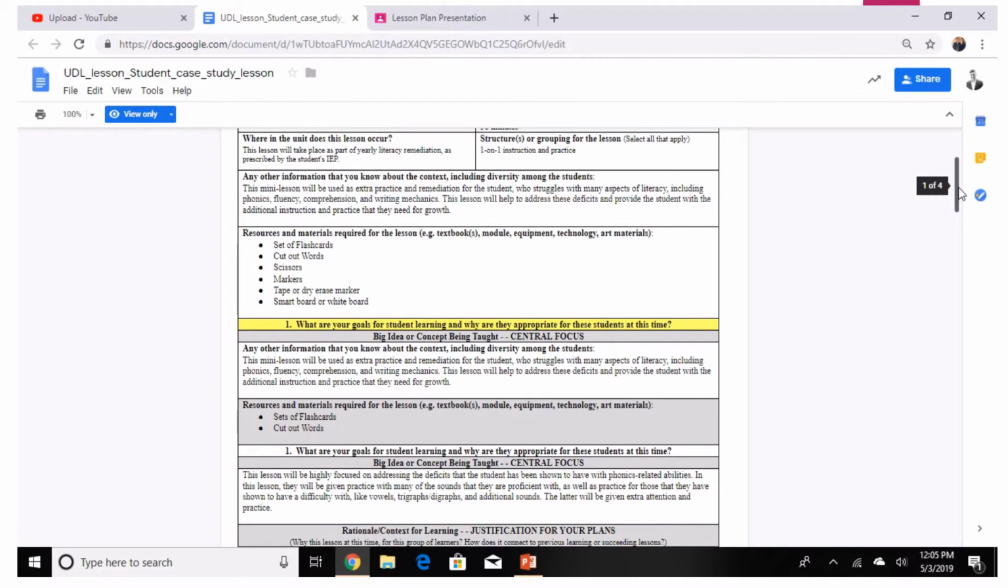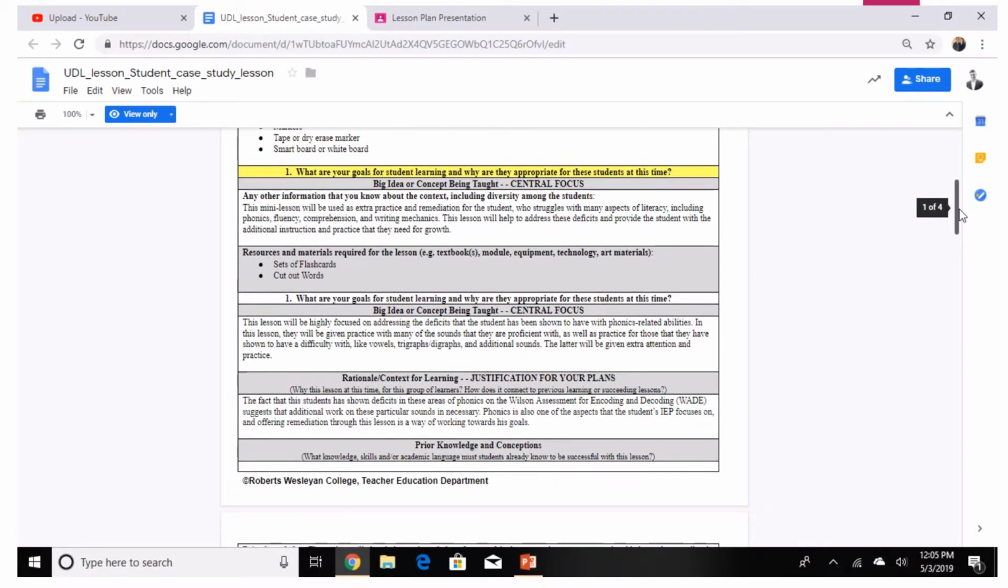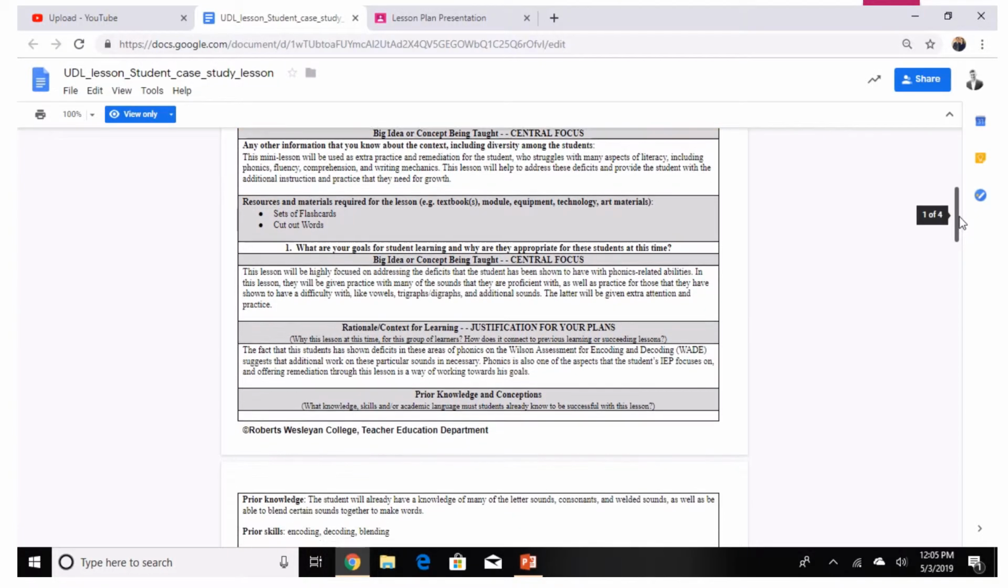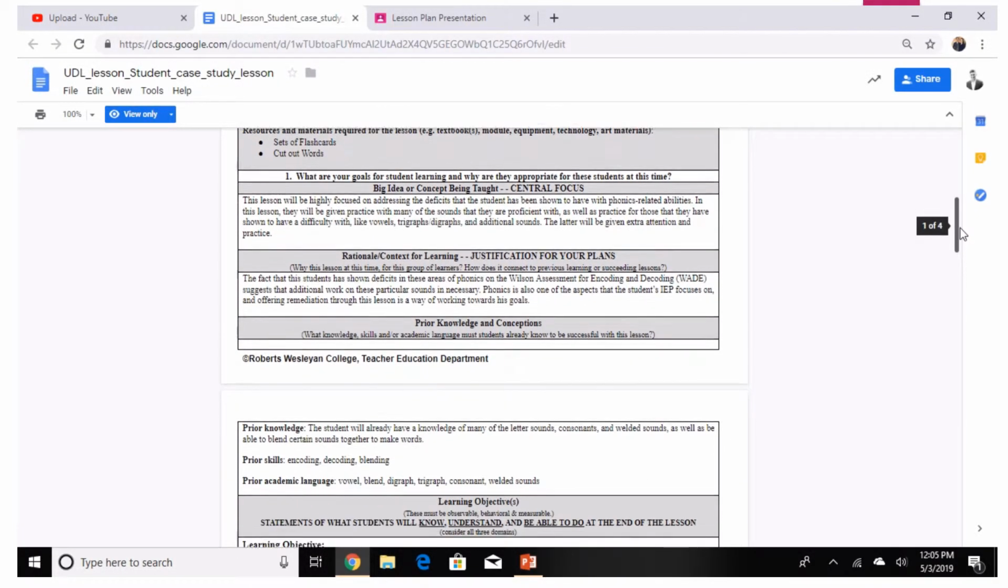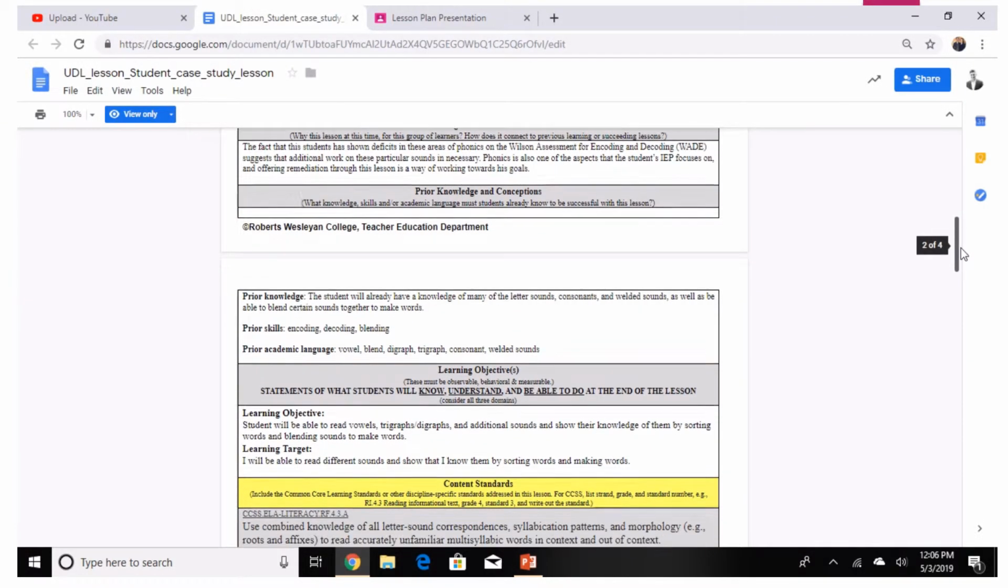So what I've done for this lesson, given that it's phonics and he has specific things he needs to work on, is I've designed multiple activities for him that are going to give him the practice and assistance that he needs in order to learn those things.